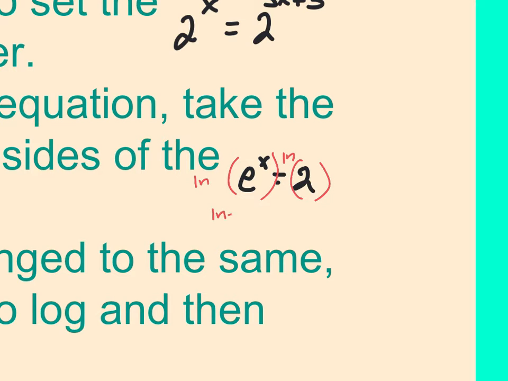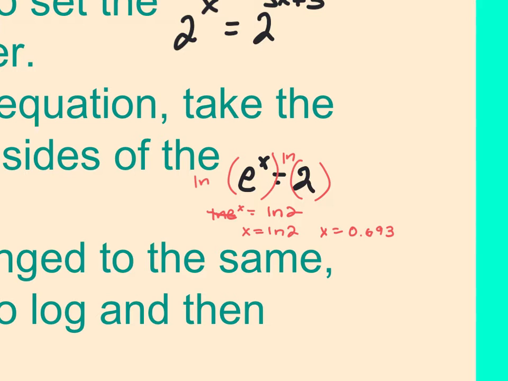and I'd get ln of e to the x equals ln of 2. What is ln e to the x? Just x. So it cancels out and I get x equals ln 2. Without a calculator, my answer stays like that. With a calculator, I literally type ln of 2 in my calculator. And I get, most of these answers say round to three, so it's 0.693.